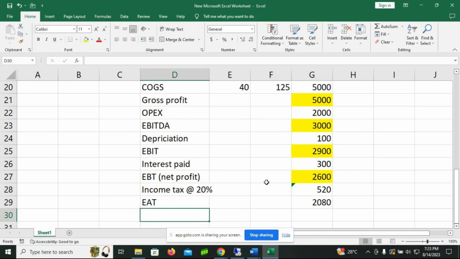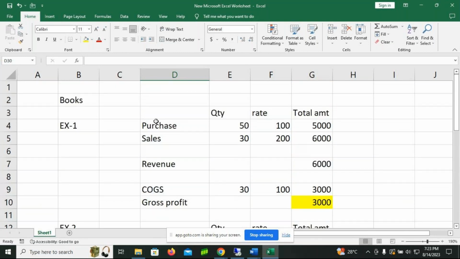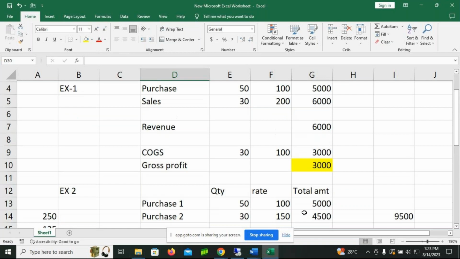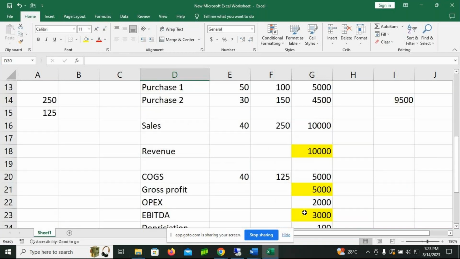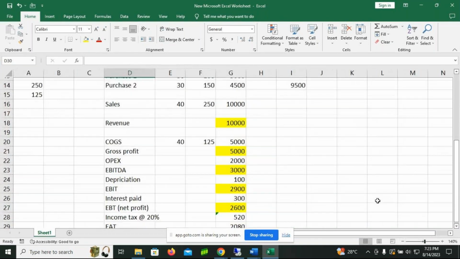Understood with this how generally the calculation will be done in an income statement. This is to calculate your income statement, this is to calculate your gross profit. Once you are able to calculate your profit, along with it, I have to calculate the other things.